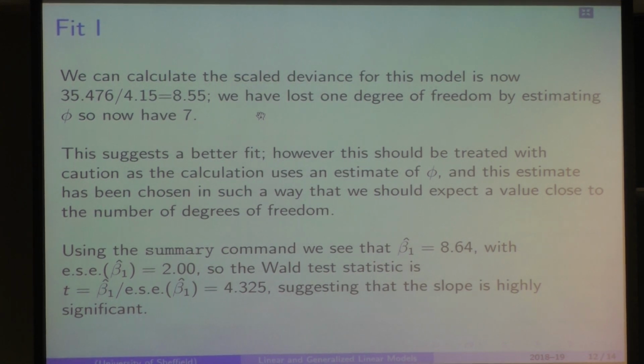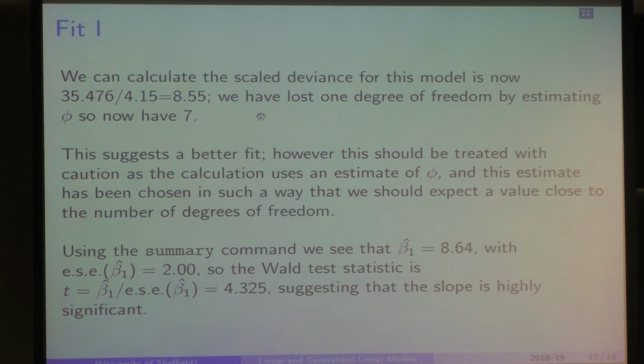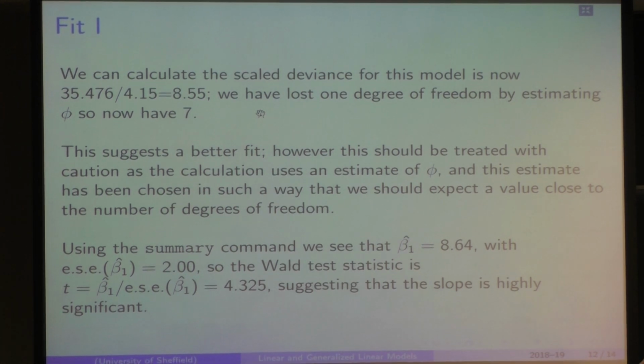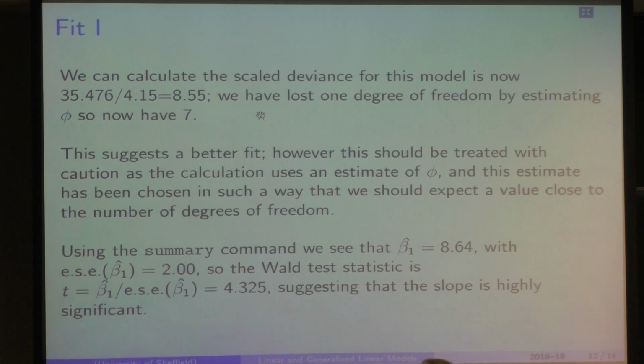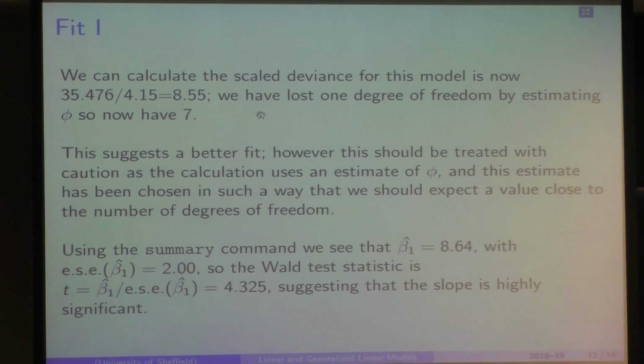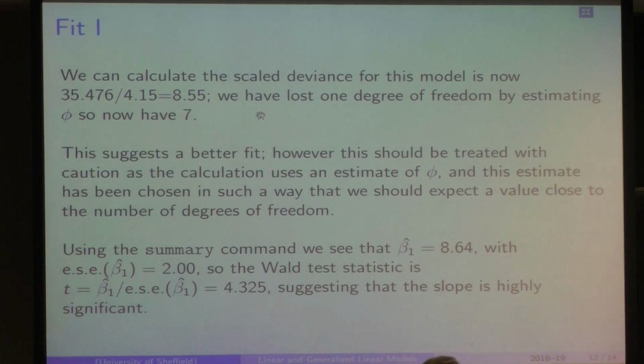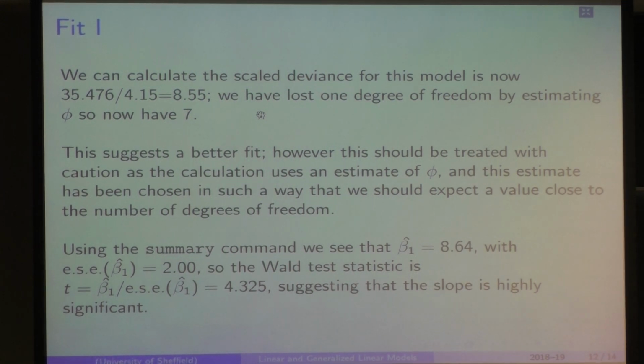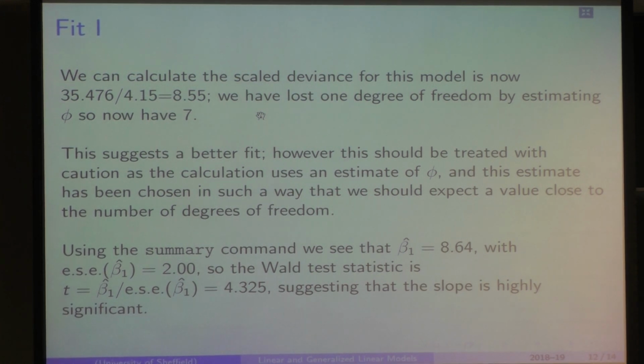Okay, so we can do some more checks. Unsurprisingly, given the high chi-squared value on the previous slide, we can see that the estimate of beta 1 appears to be significant because our t value turns out to be 4.325. So that's using the Wald test statistic. Because its standard error was 2, obviously the standard error would have been quite a lot smaller if we hadn't estimated phi. So the evidence is still coming out that this is significant.